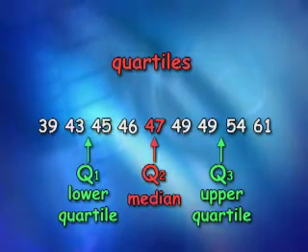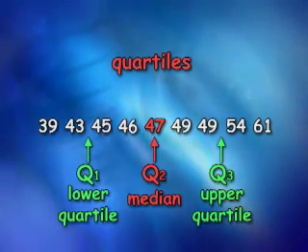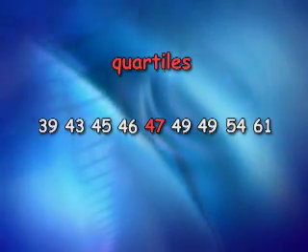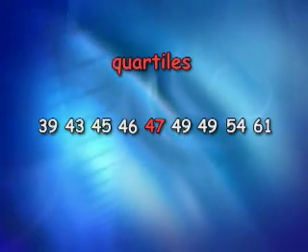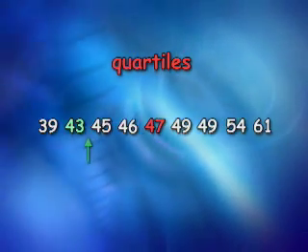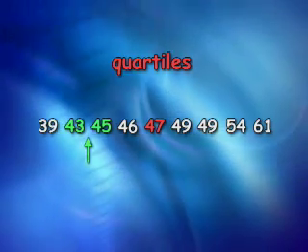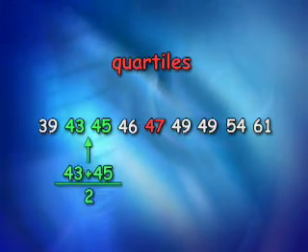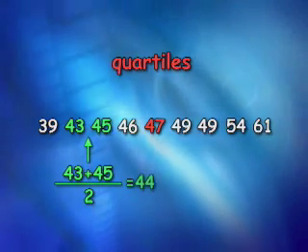You'll notice that there is an even amount of numbers in the lower and upper halves of the data, so the quartiles will not be data points in the set. To find the median of an even set of numbers, you must find the mean of the 2 middle numbers. 43 and 45 are the middle numbers in the lower half, so we add them and divide by 2, so the lower quartile is 44.